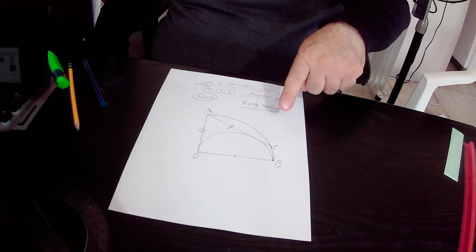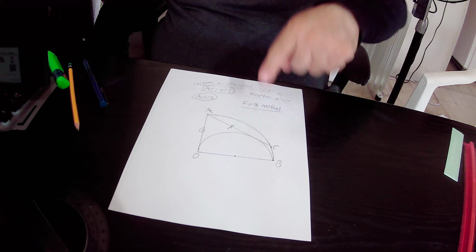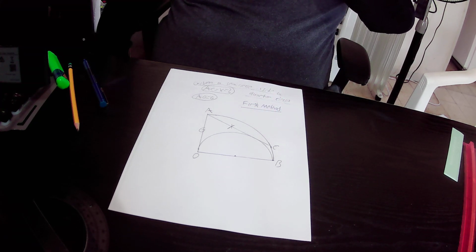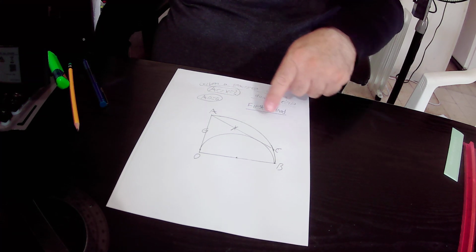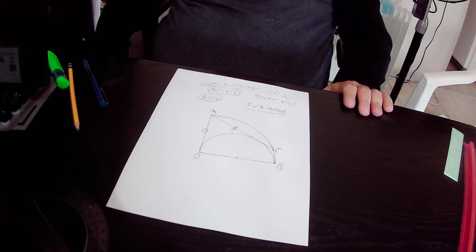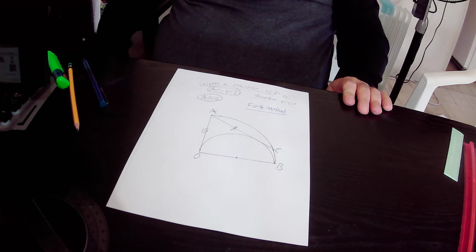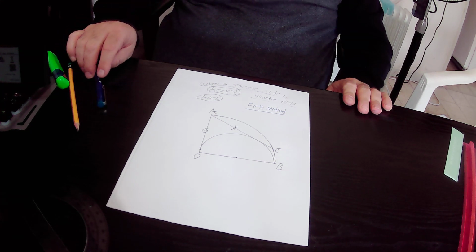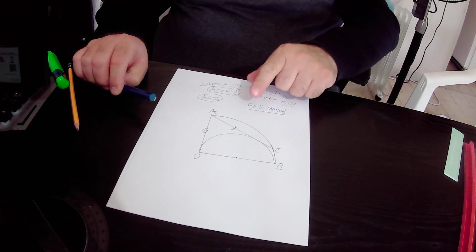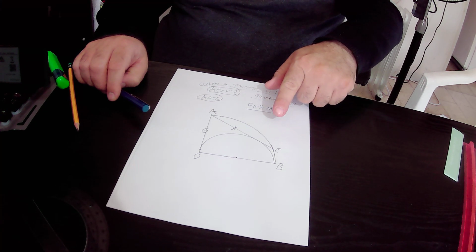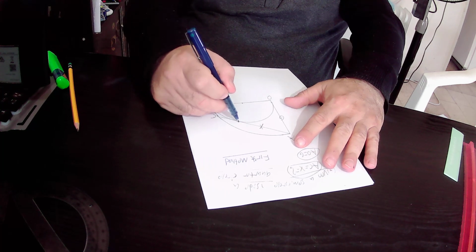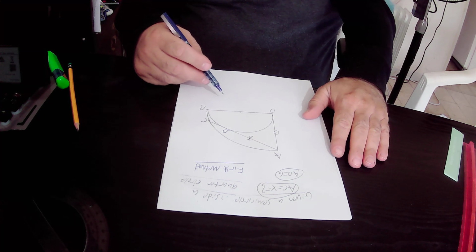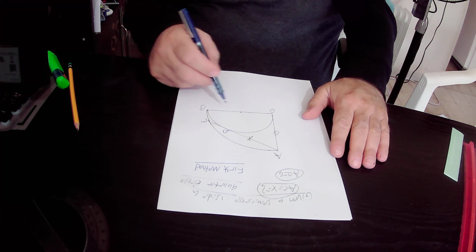AC is tangent to the semicircle at this point, and we want to find out the length of side AC that is actually equal to X. So we start with the first method, and we will define the point of tangency of tangent AC with this semicircle as point D. And we will define the center of this semicircle as point P.